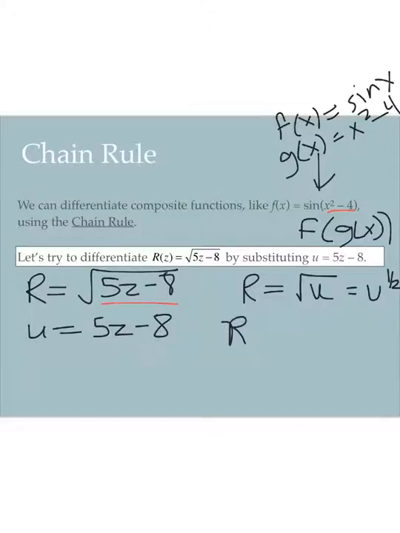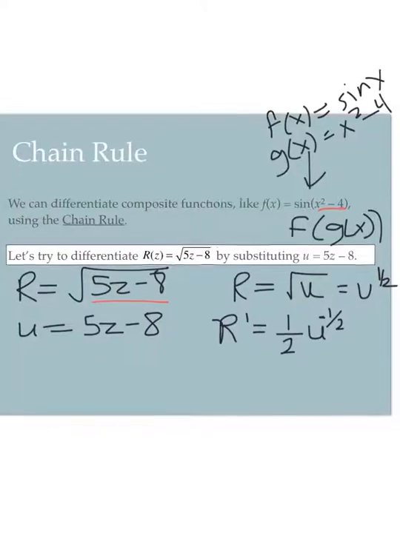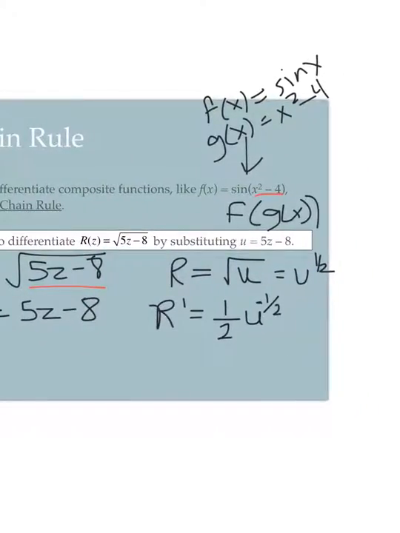So r prime, I would drop the half. I would have u to the power of what? Negative 1/2. And now this is where the rule comes in. So what they discovered was it's not enough to just do that. You also have to multiply it by whatever u prime is.